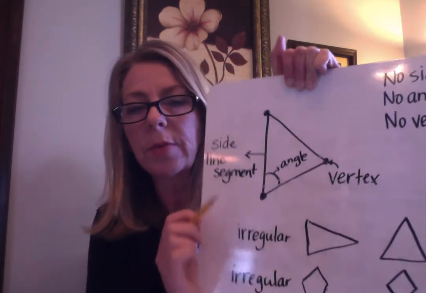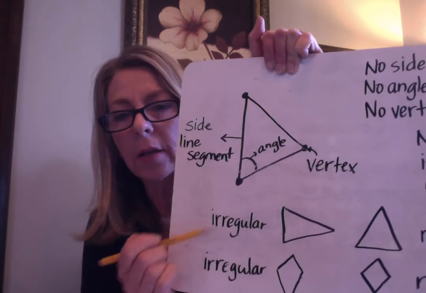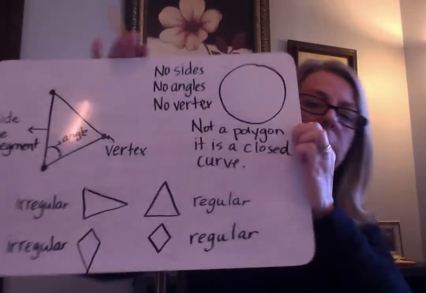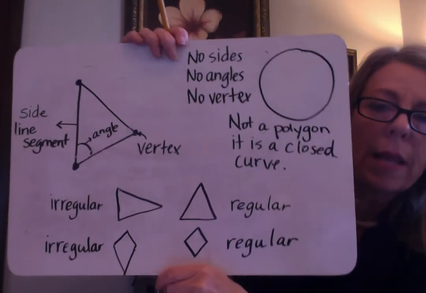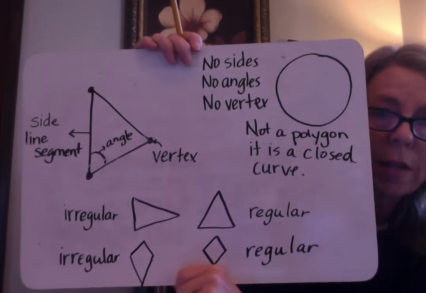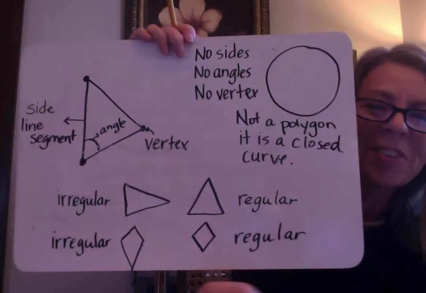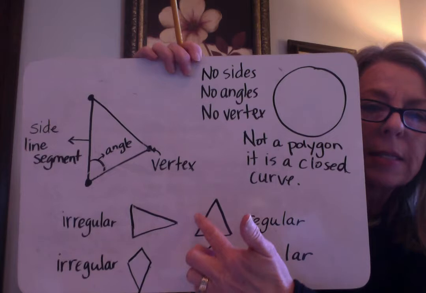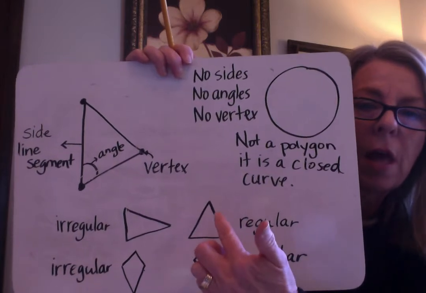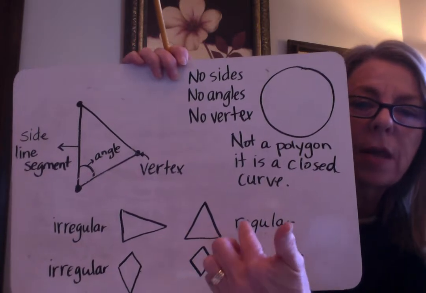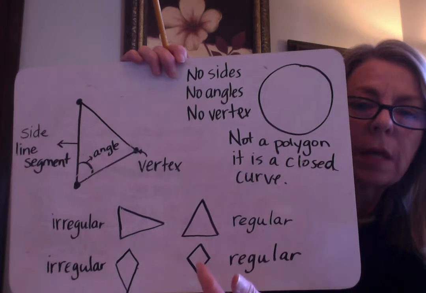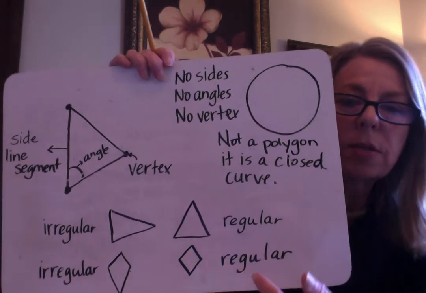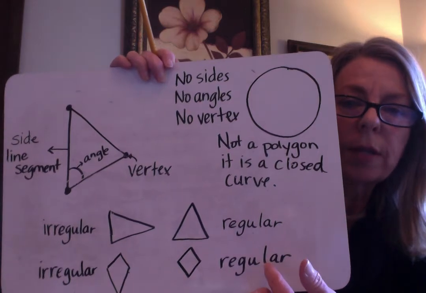So there are 2 terms I want you to know: irregular and regular. Irregular and regular. So when we're talking about polygons, we can call them regular, like a regular triangle or a regular quadrilateral, if it has the same length of sides. See how all the sides on this triangle are the same length? So we call that a regular triangle. Here's a quadrilateral. It has 4 sides and they're all the same length. So that's called a regular quadrilateral.